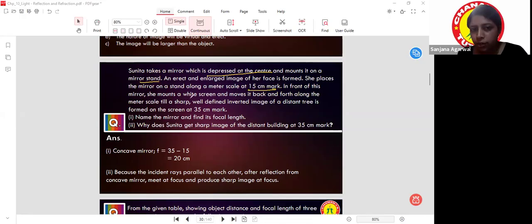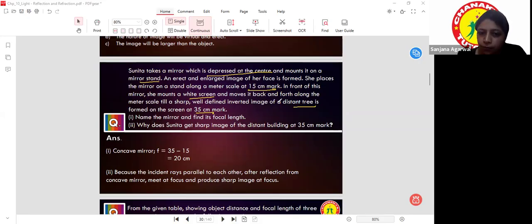In front of this mirror, she mounts a white screen and moves it back and forth along the meter scale till a sharp, well-defined inverted image of a distant tree is formed on the screen at the 35 centimeter mark. Fine. Name the mirror and find its focal length.